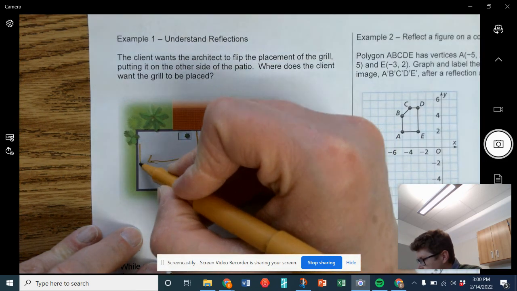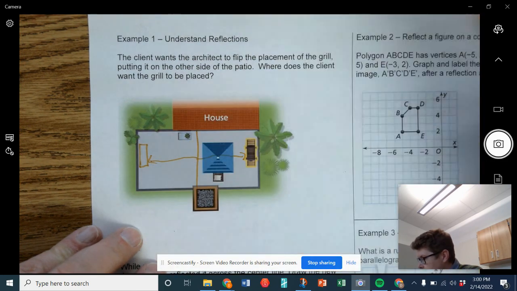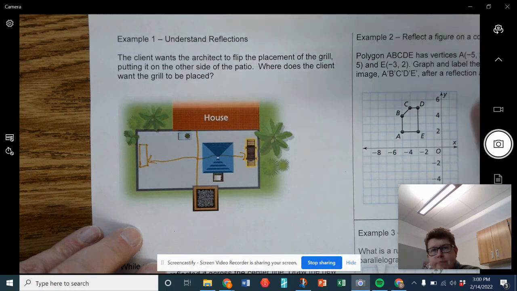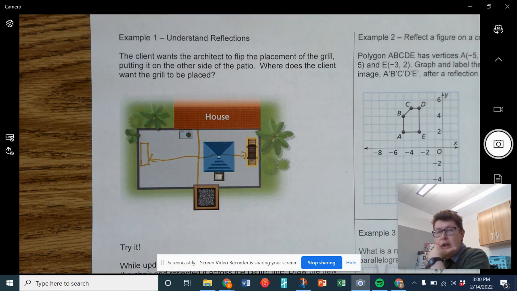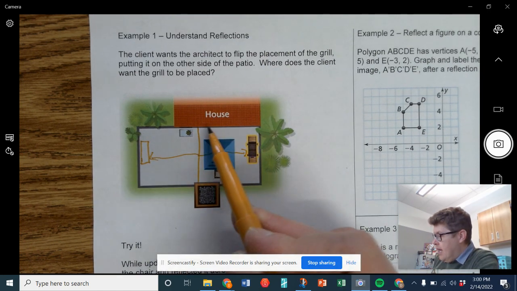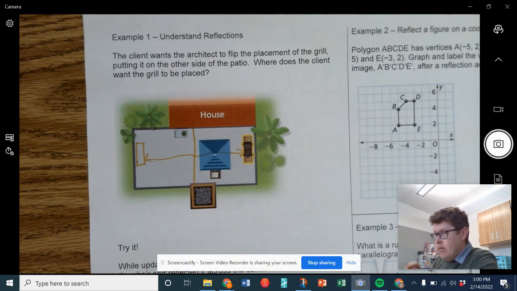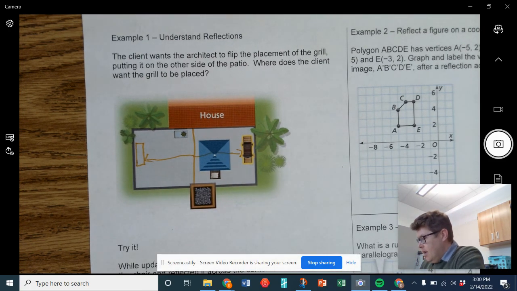So it's going to end up roughly here. Again, there are no numbers on this figure, so it is just an estimation as to where we're going to put that. But that's basically what it would look like. It would be reflected over this line right here, right down the middle. Okay, so that's how you do that.